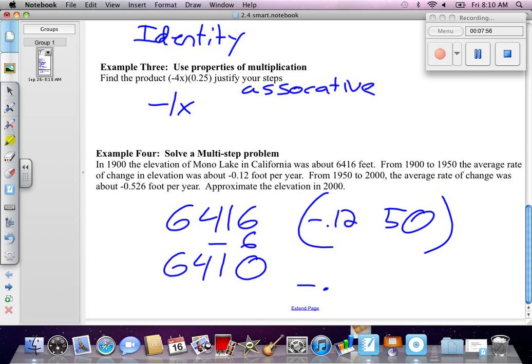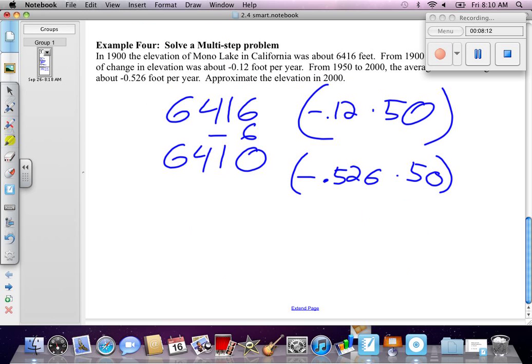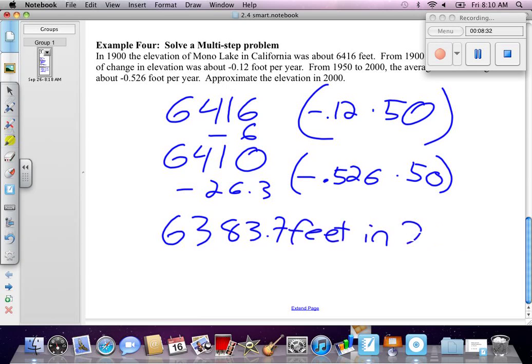What was the average rate of change between 1950 and 2000? Negative 0.526, and that was another 50 years. So I'm going to go negative 0.526 times 50, and I know I'm going to now subtract 26.3. Where you get that from? I multiplied those two together. Oh. And I get 6,383.7 feet in 2000.